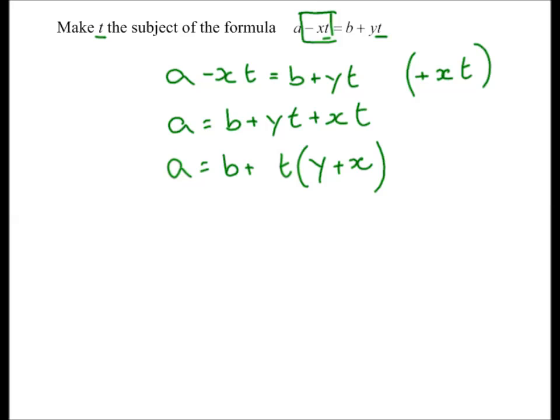And you can check this. It's always worth checking once you factorise something, it expands to give you what you want. So I've got my b there. Now if I do t times y, I get yt, and t times x gives me xt. So I'm good for what I want.